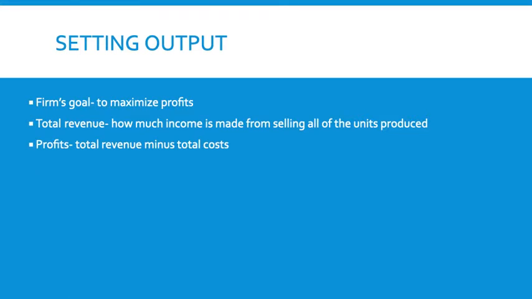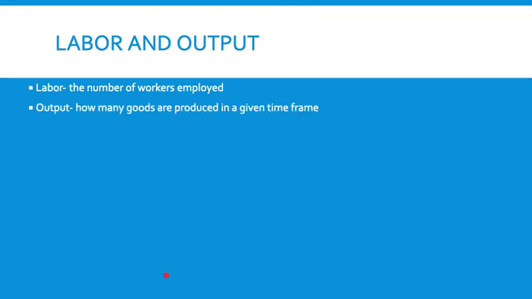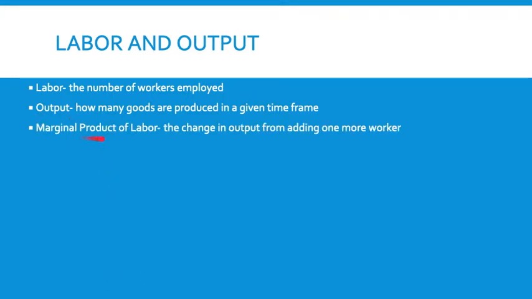So some basic terms for setting output. We look at some other terms. We've got labor, number of workers employed, or laborers. Output, how many goods are produced in a given time frame. So if we work for a day, how many units of whatever we're making do we produce? That's our output. Marginal product of labor, the change in output from adding one more worker. So every time we add a worker, how much does our output change? How much do they impact that? That's our marginal product. Remember, marginal always refers to going one more unit. If we add one more, decrease one more, that's our marginal change.